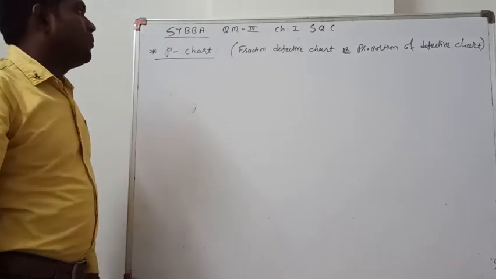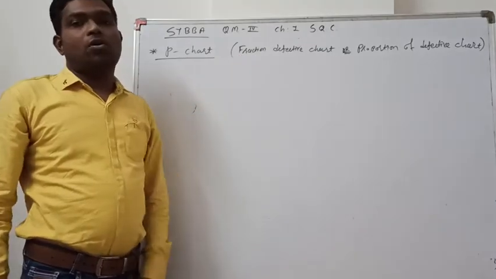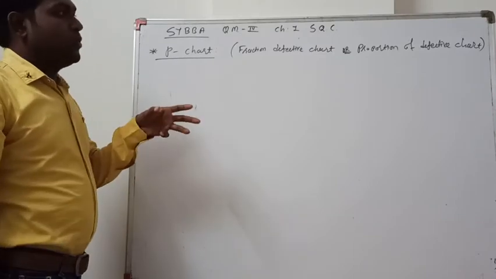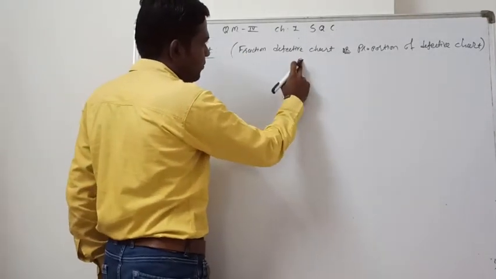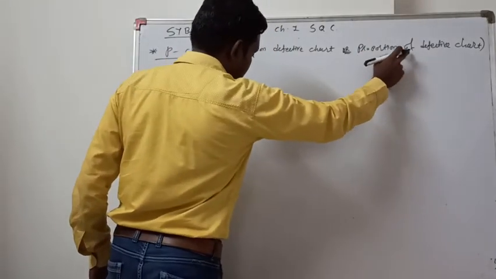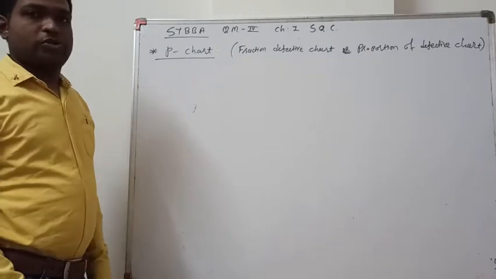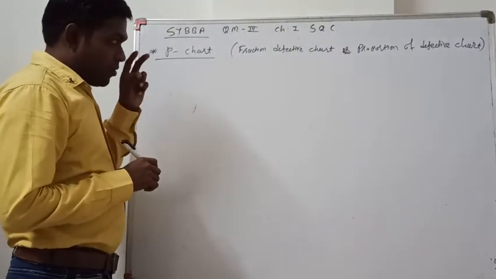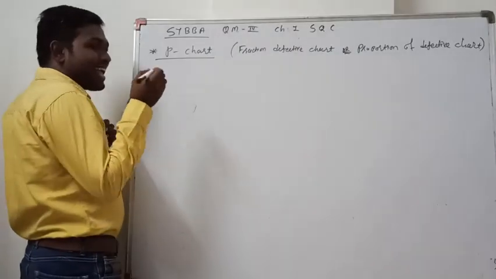Today we start P chart. P chart means what? It is also known as fraction defective chart, or you can say proportion of defective chart. In the question paper you have to identify these questions using this word, fraction defective chart or proportion defective. If they have given this word, then you have to draw a P chart. Now in P chart you have to use the number of defectives, that is x.